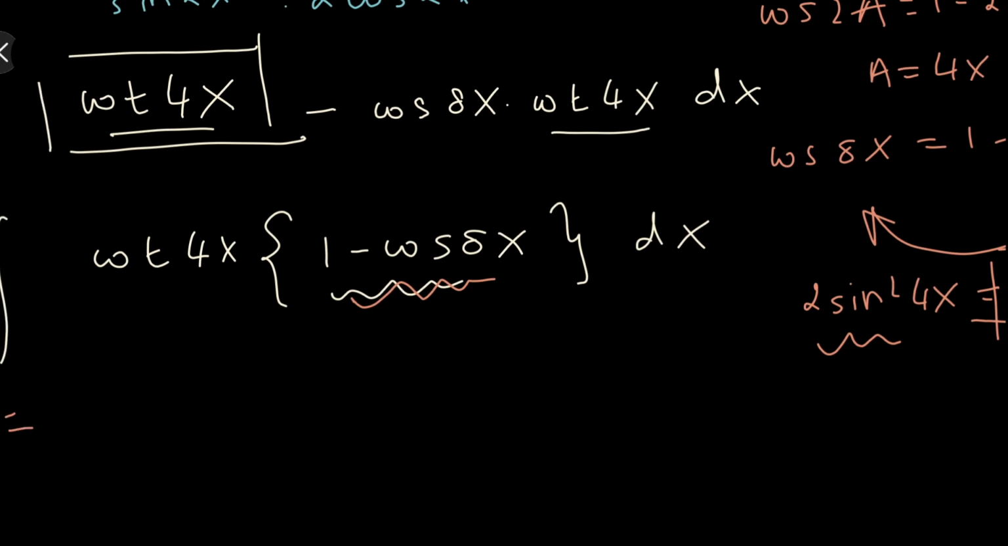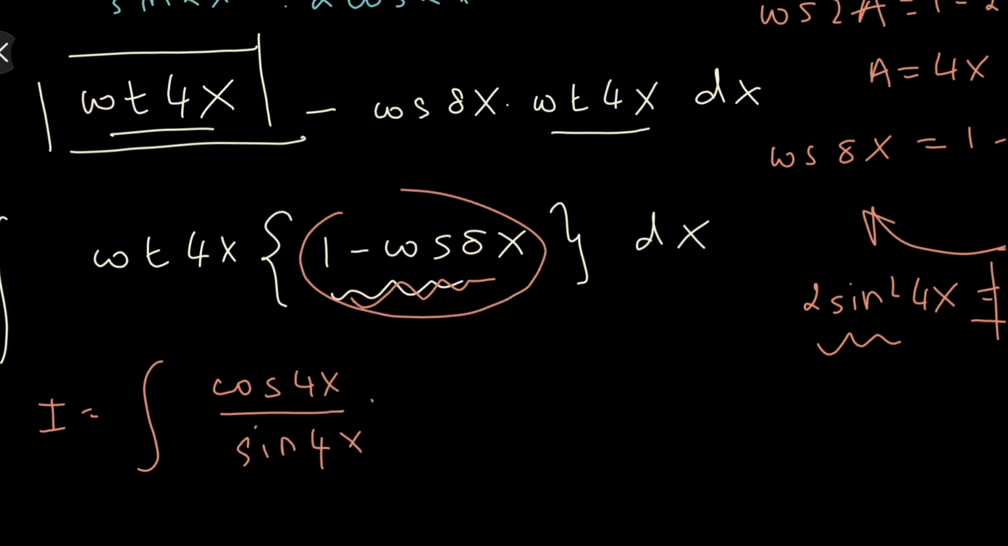So on doing so, this integration, originally taken as I, will now turn out to be the integration of, now this cot of 4x, I will just again put it back as cos of 4x divided by sine of 4x. Okay. Now this thing multiplied with this particular term, we have got its value as 2 times sine square 4x. So now putting that value over here, at the end dx.